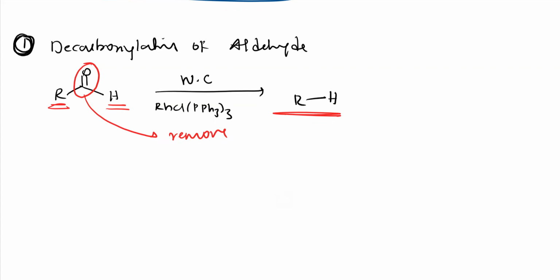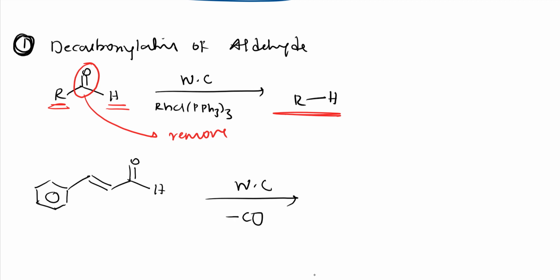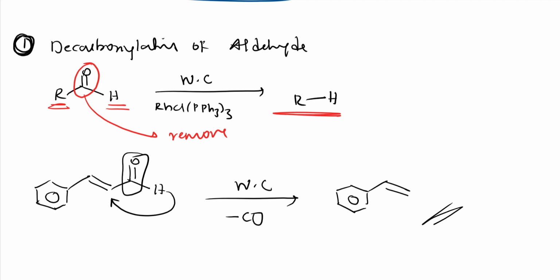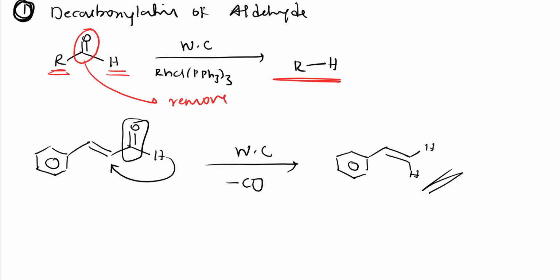If I want to give you one more example, I have this compound, to which I have one aldehyde group like this. If I add this Wilkinson catalyst and do the reaction, there will be removal of this carbonyl, and the hydrogen is directly attached to this carbon, and I will get this product. We can show those hydrogens, or we can simply leave them out, it is understood.